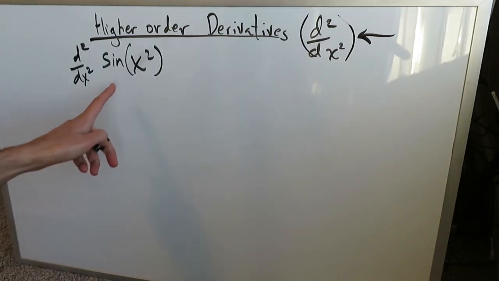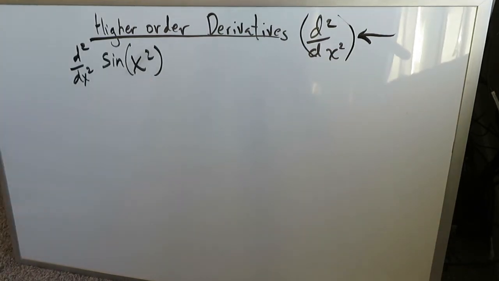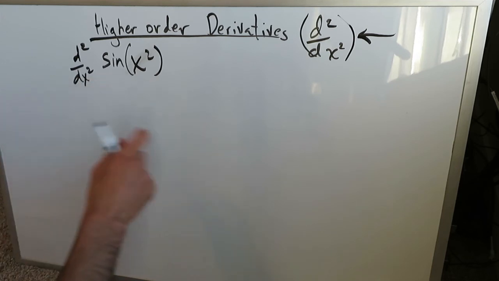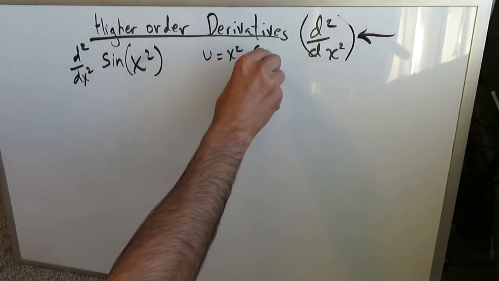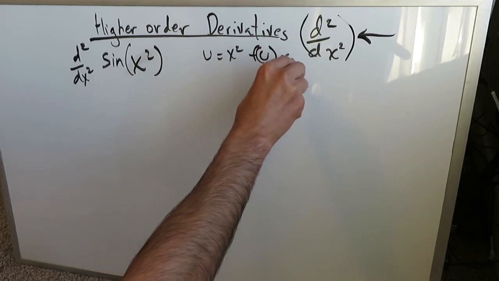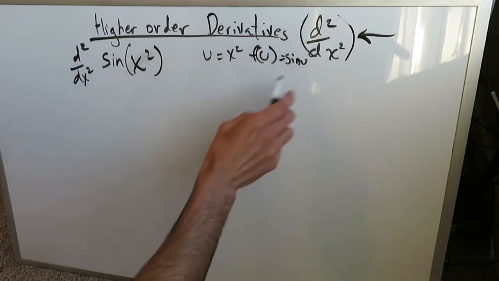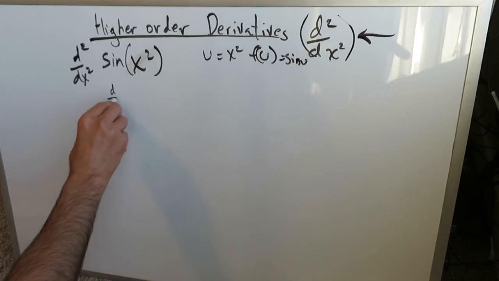So our function is this, sine x squared, and we have to find the derivative, the second order derivative of this. You would have to start by finding the first order derivative and recognizing that you have a composite function. You would do u is equal to x squared. Therefore, the function with regards to that u is equal to sine u. And then you proceed with that derivative.